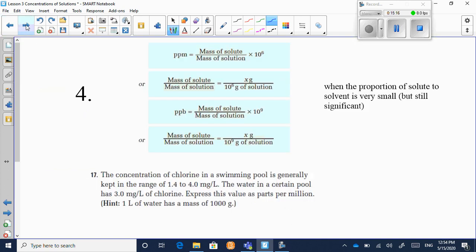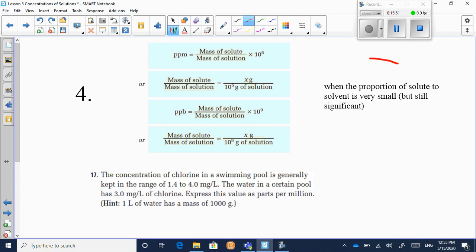All right, number 4. So number 4 is something called parts per million or parts per billion. And basically, here are the formulas. For the parts per million, it's the mass of solute divided by the mass of solution times 10 to the 6, basically times a million. Or for parts per billion, it's the mass of the solute divided by the mass of solution times 10 to the 9, which is a billion.